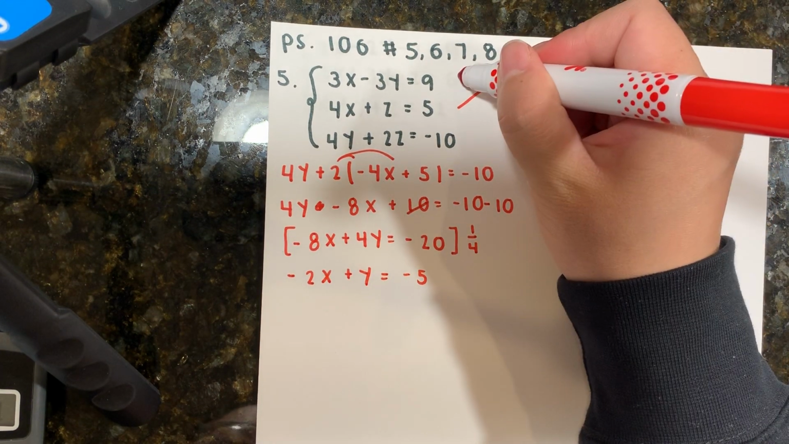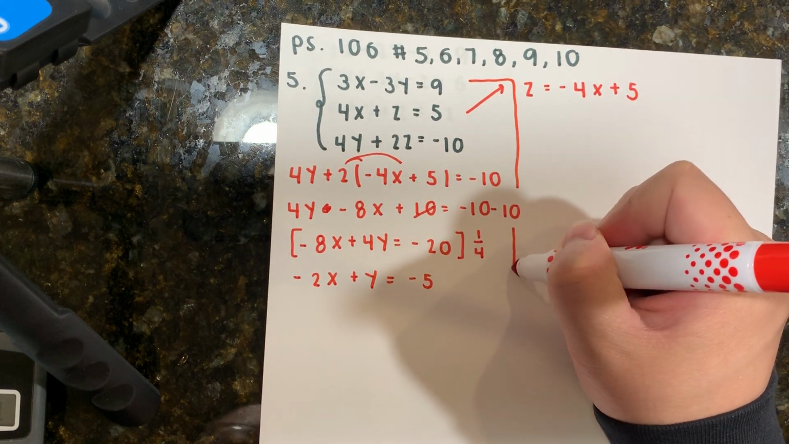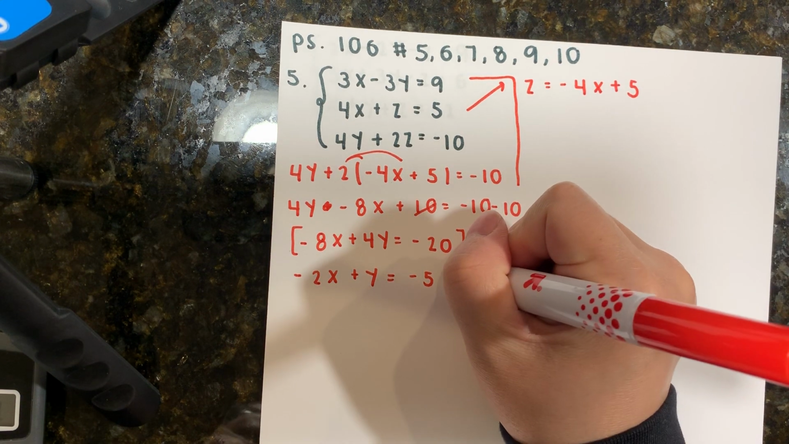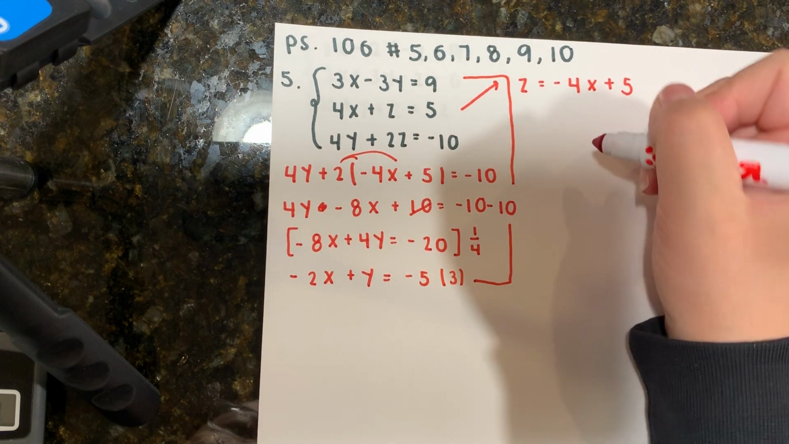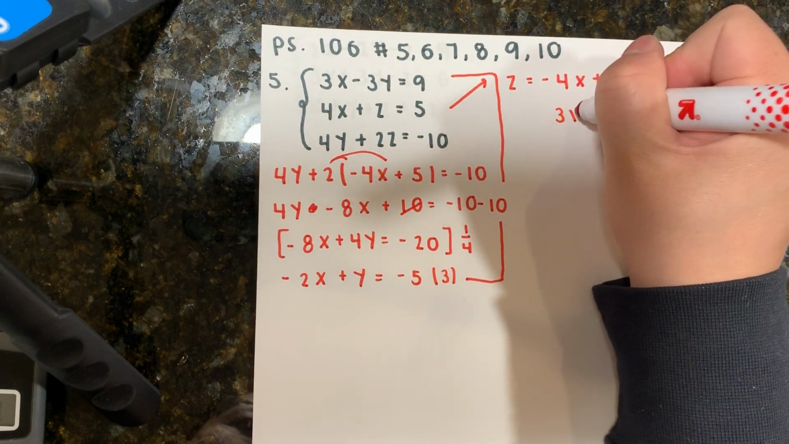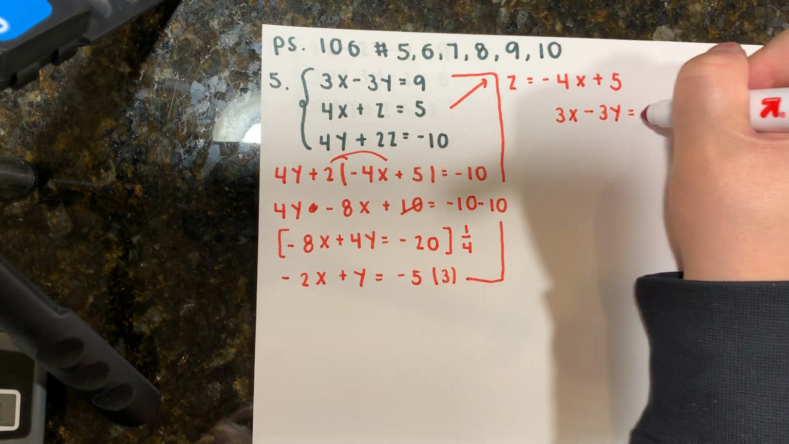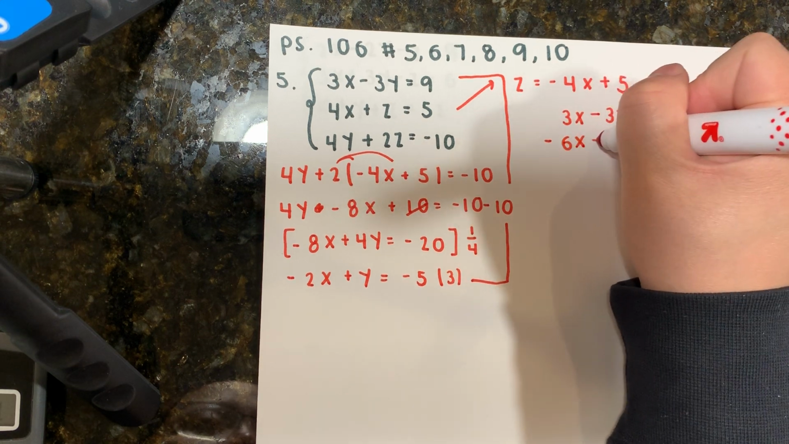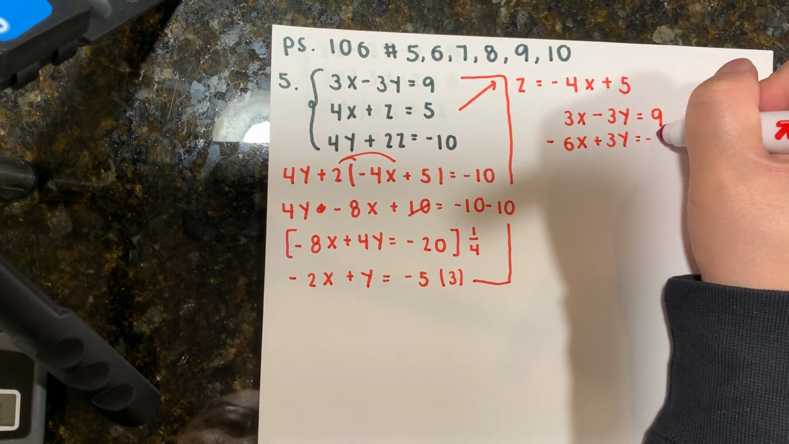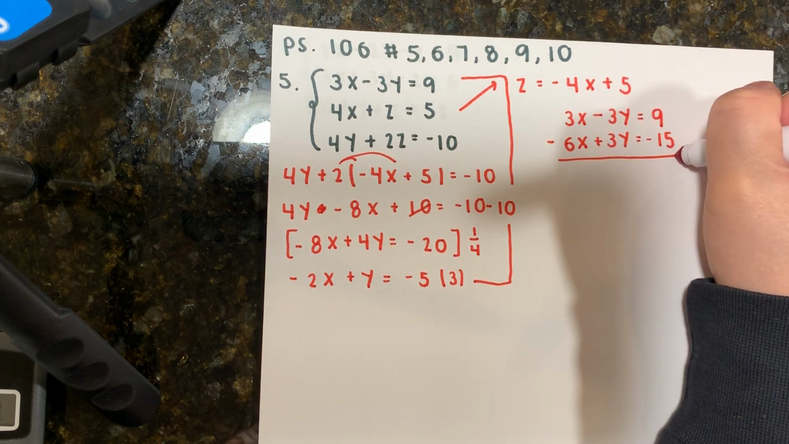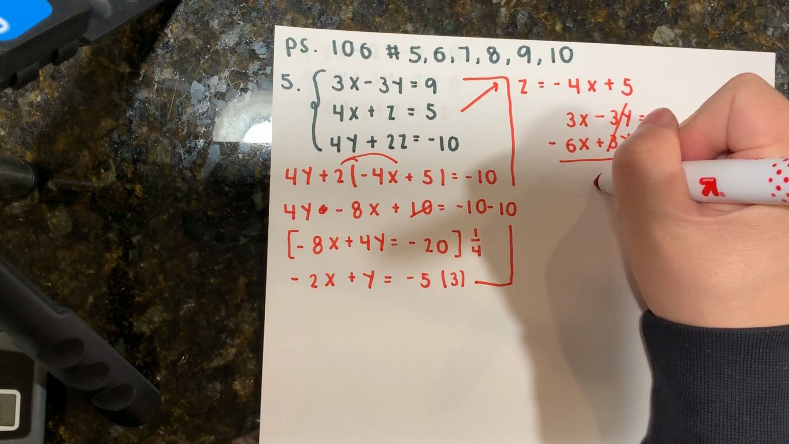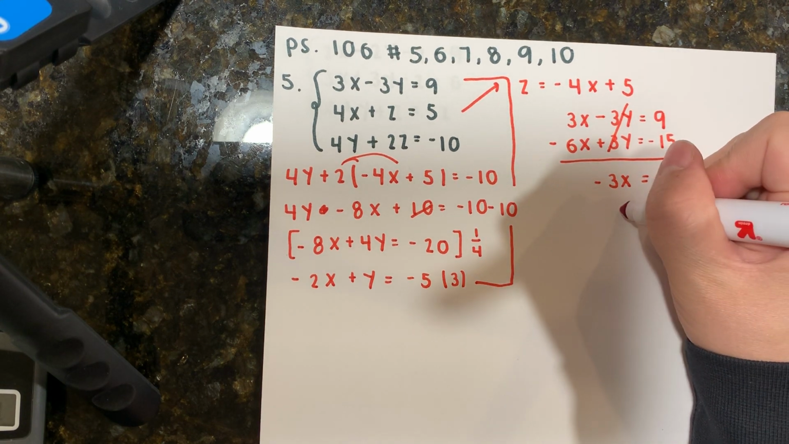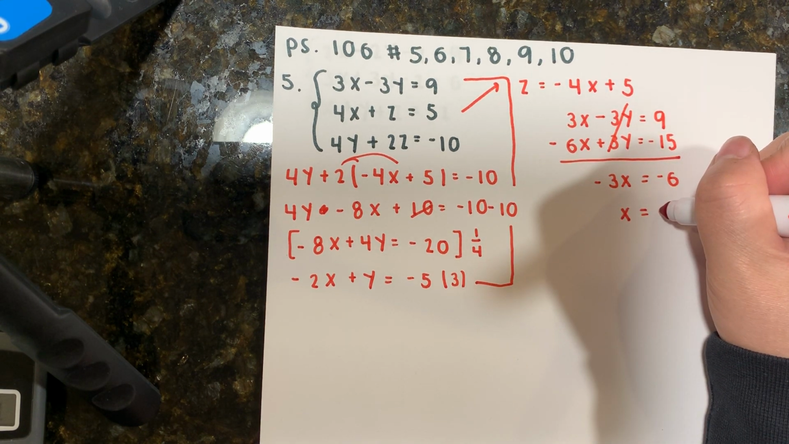The reason I do that is because when I add this top equation and this bottom equation, I want to be able to eliminate y. So I'm going to multiply this equation by 3, leaving the top equation as is. So the top is 3x minus 3y equals 9, and this equation turns into negative 6x plus 3y is equal to negative 15. So my y's would cancel. This would be negative 3x, and this would turn into negative 6. So therefore, x is equal to 2.